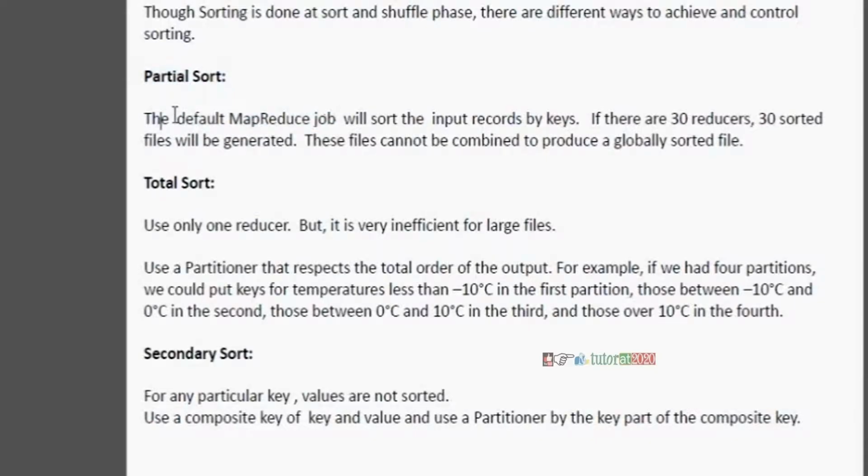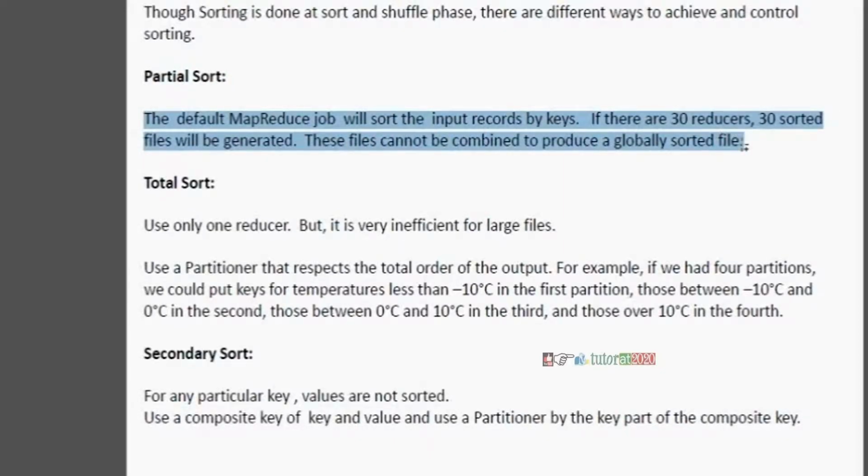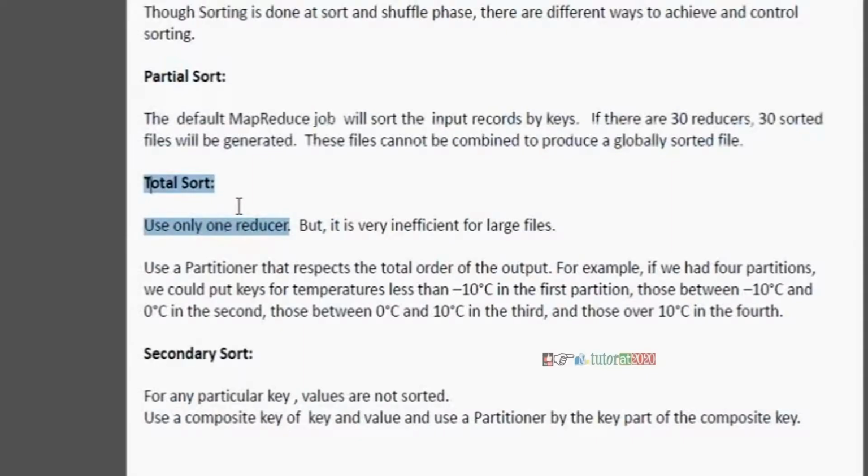This is the default MapReduce job. It will sort the input records by keys, and if there are 30 reducers, 30 sorted files will be generated. These files cannot be combined to produce a globally sorted file. But we have another one, the total sort. What do you mean by total sort? Usually one reducer. When you have only one reducer, that is when we use total sort.